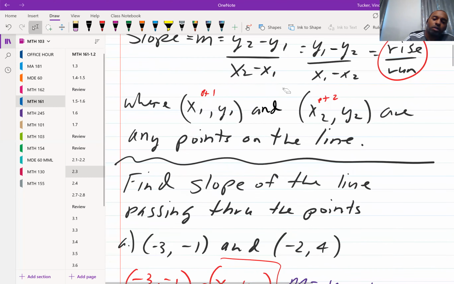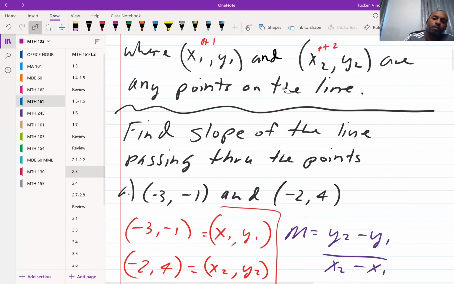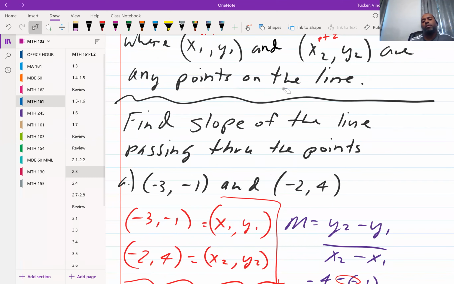All right, can I scroll up? All right. I always label which one I call point 1, which one I call point 2. Normally, the first one I see is point 1, second one is point 2. It doesn't matter which one you do. Like I said, as long as you stay consistent in your substitution, you'll be all right. So I'm going to use the first way first. y2 minus y1 over x2 minus x1.